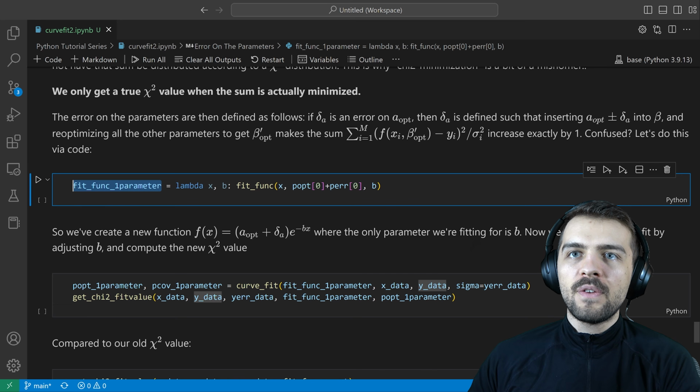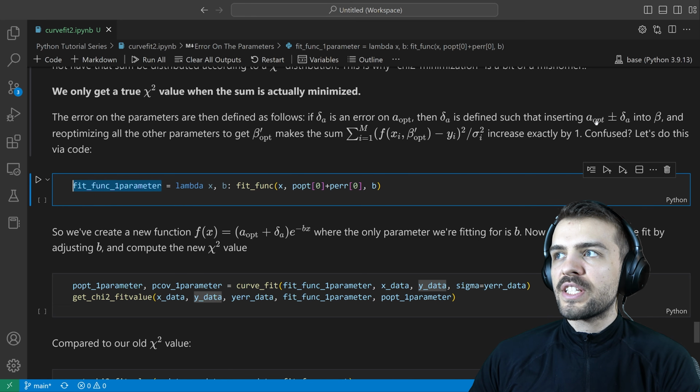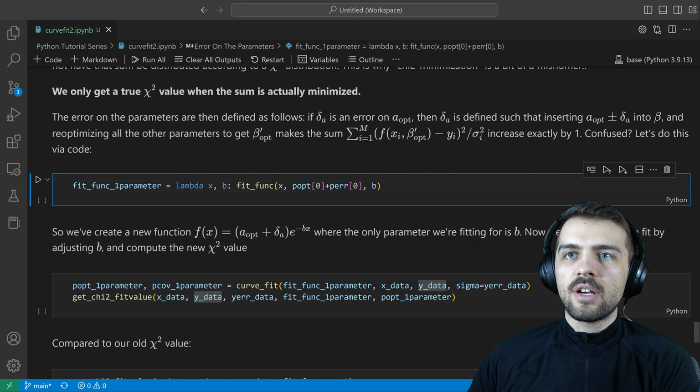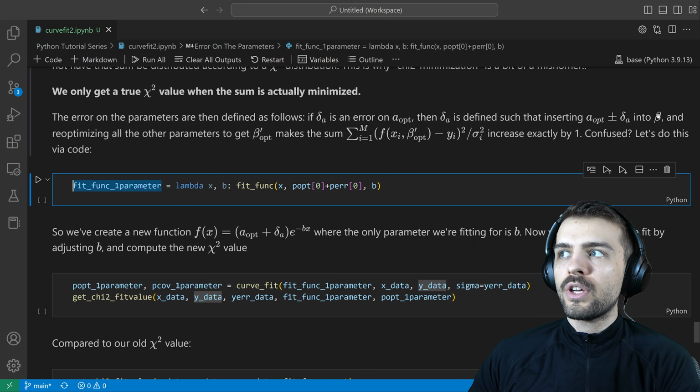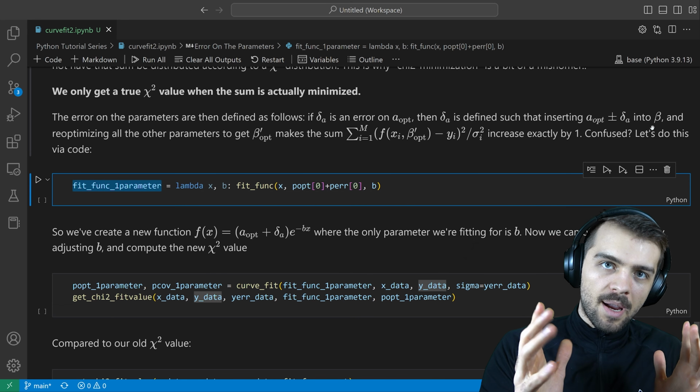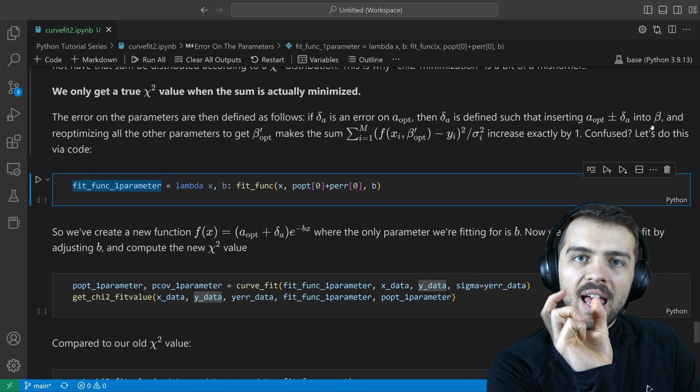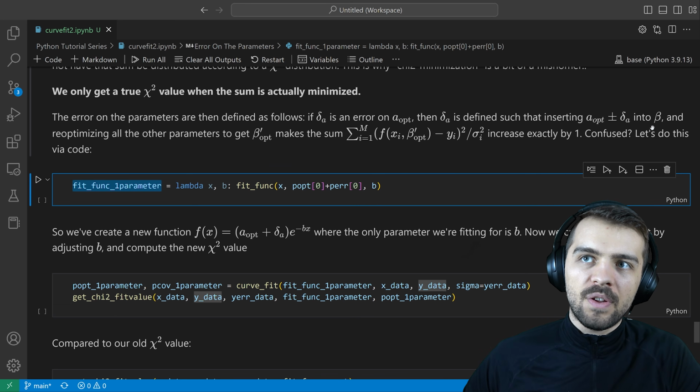So here I'm going to define my fit function with one parameter. Remember, I have to fix the value of A as the optimal value plus the error. So my new parameter, remember, now I'm only going to fit for B. The second parameter in A e to the negative bx, I'm fixing the value of A. We're only going to fit for B.